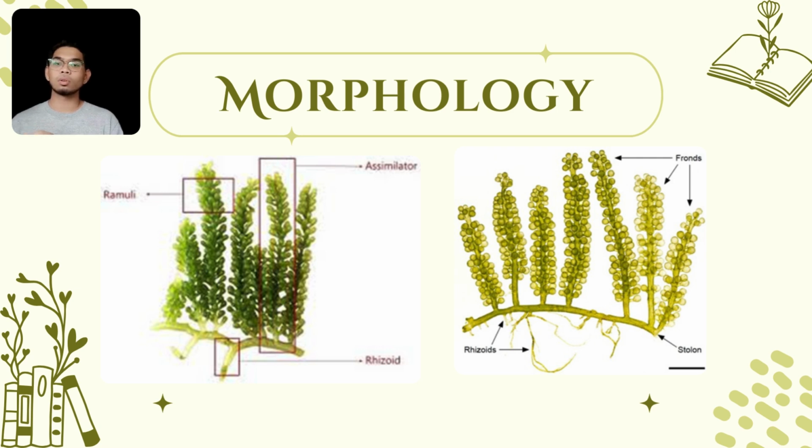The last one is the root-like structure called rhizoid, which helps attachment of this alga. It is also responsible for absorbing nutrients from water and aiding the alga's growth.